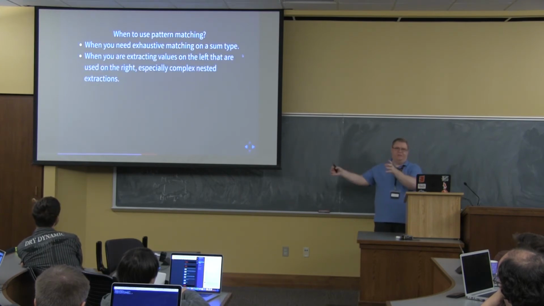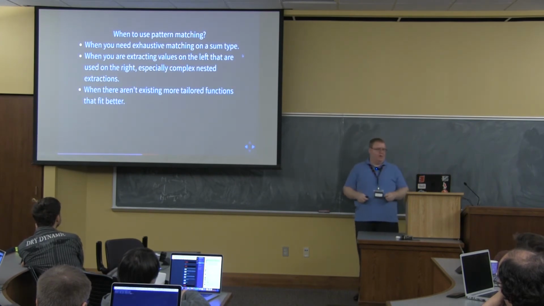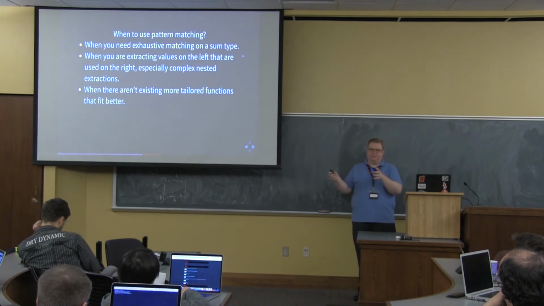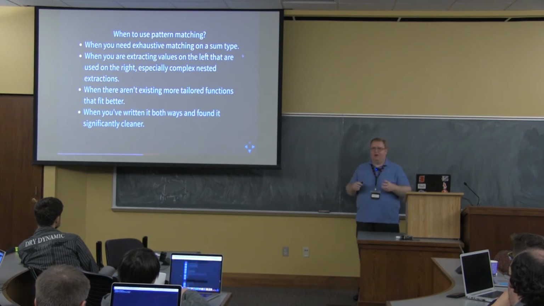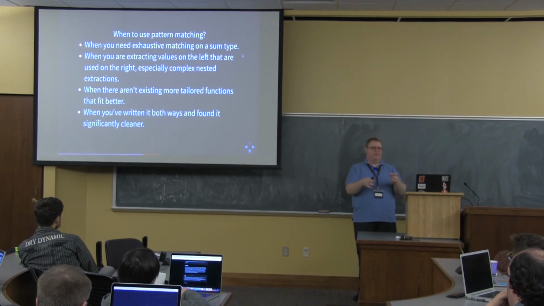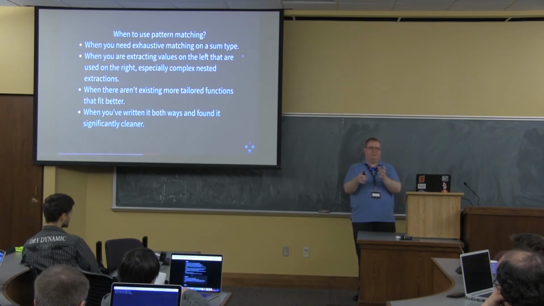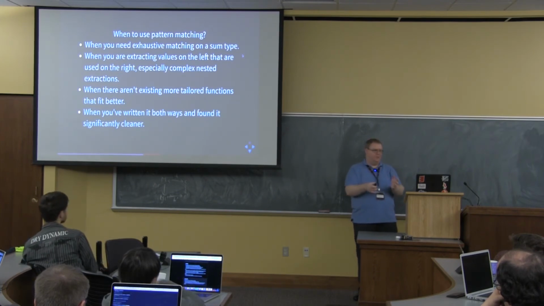Another time is when you're extracting values on the left side, especially when there are lots of nesting complex conditions that you're using on the right side over here. Or when there aren't existing more tailored functions that fit better, like that get or else on an option. And when you've written it both ways and you've found it cleaner. I've had times where I try really hard, I say, I think I should be able to do this without pattern matching. And I try to write it without, and the pattern matching just looks better. And so I do it with pattern matching.